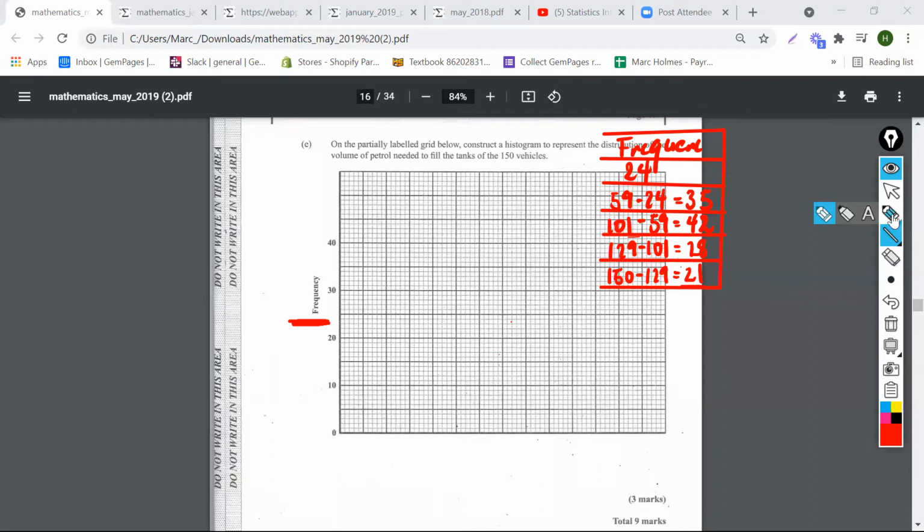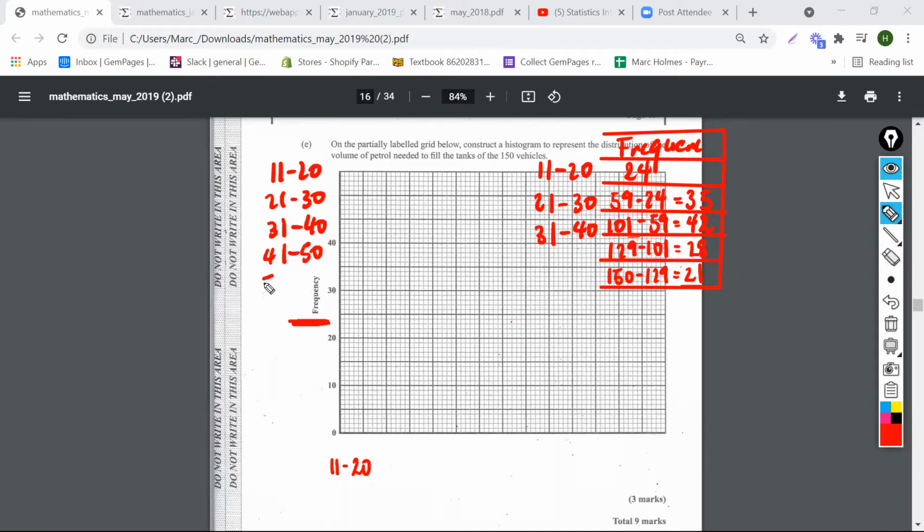So for the first class, remember the first class was 11 to 20. So we're going to draw that for the first class. Let me just put it here. 11 to 20 is the first class. The second class is 21 to 30. The next class is 31 to 40, the next is 41 to 50, and 51 to 60, right? Those are the 5 classes. And these are the frequencies for the 5 classes, guys.